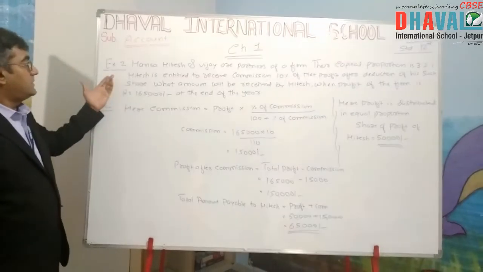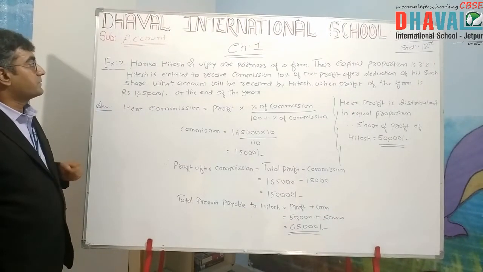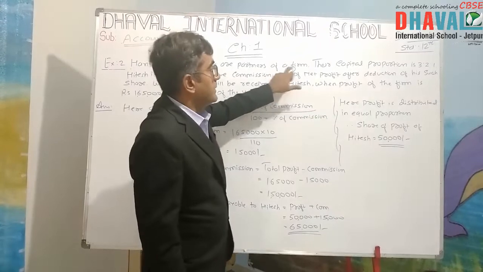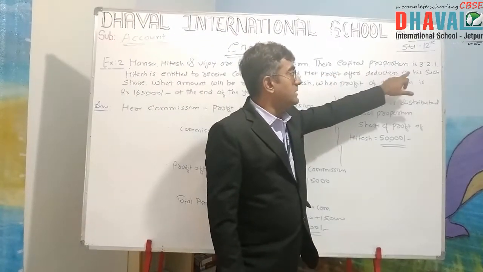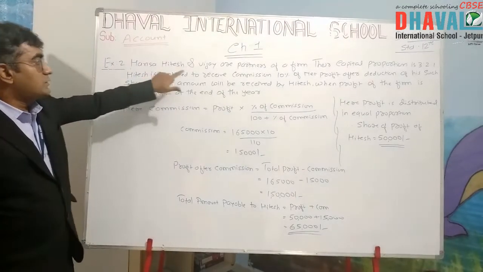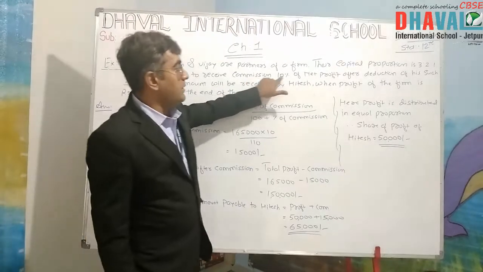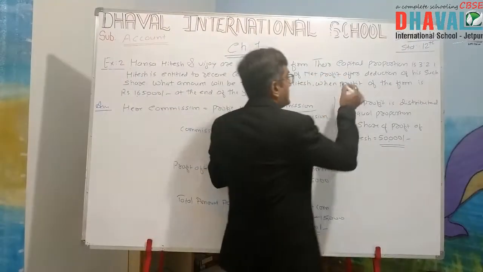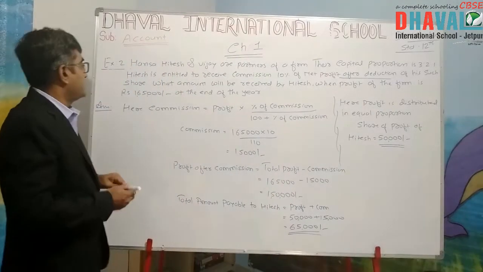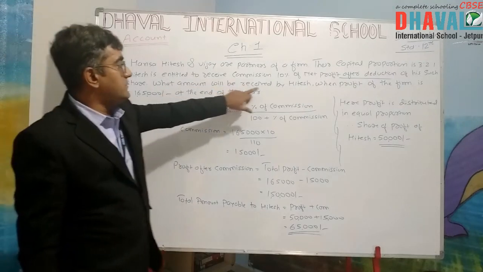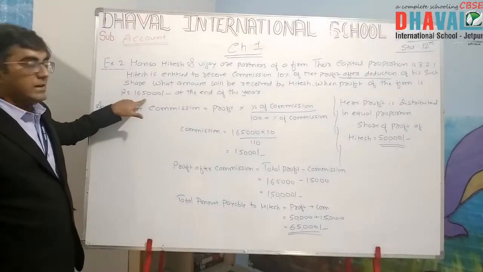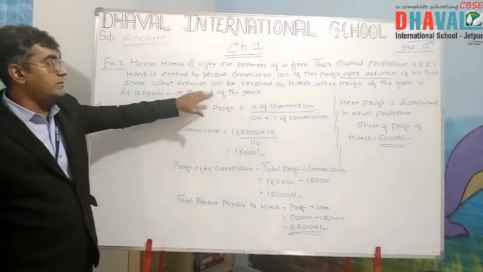Now we start example number 2. First we see the question. Hansa, Hitesh and Vijay are partners of a firm. Their capital proportion is 3:2:1. Hitesh is entitled to receive commission of 10% of net profit after deduction of such commission. This is the main thing in the question, keep in mind. What amount will be received by Hitesh when the profit of the firm is rupees 1,65,000 at the end of the year?